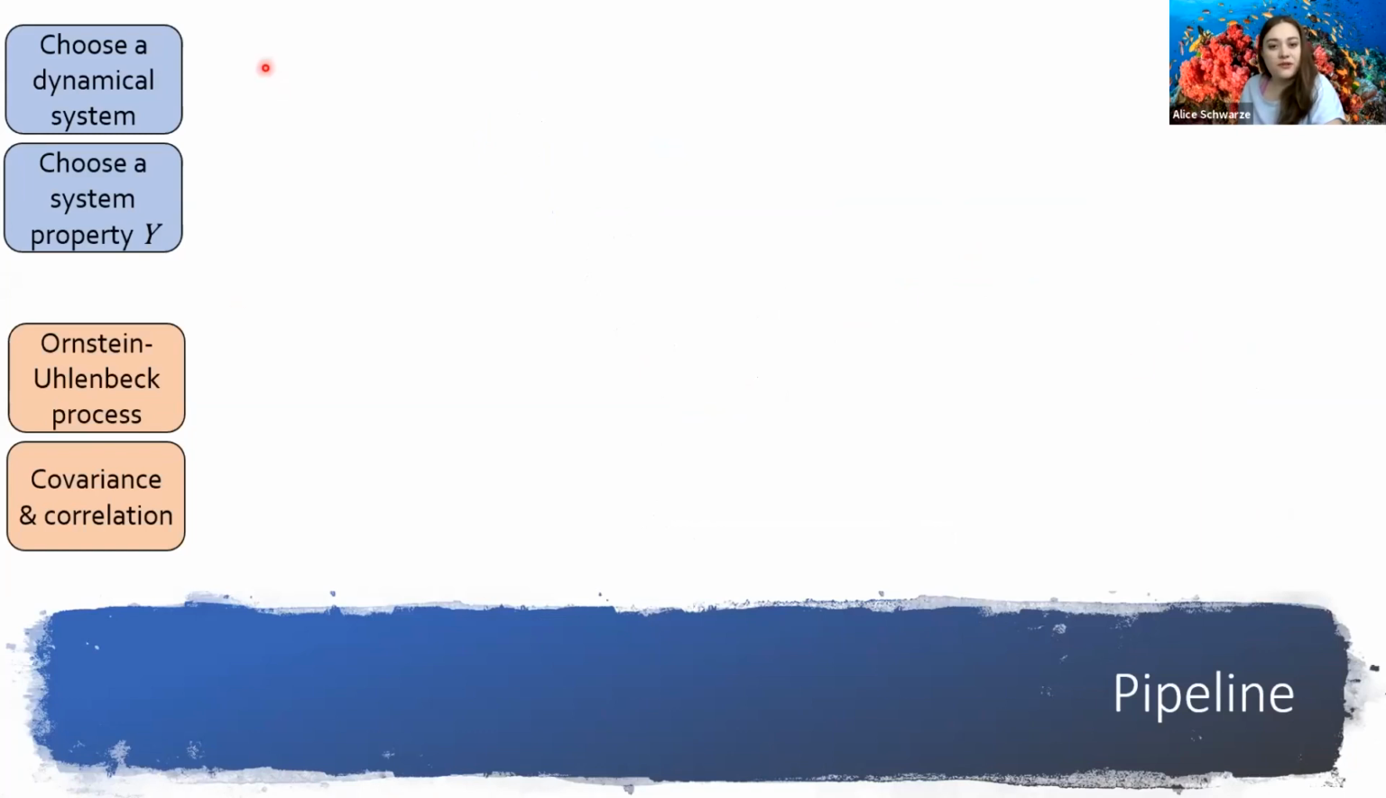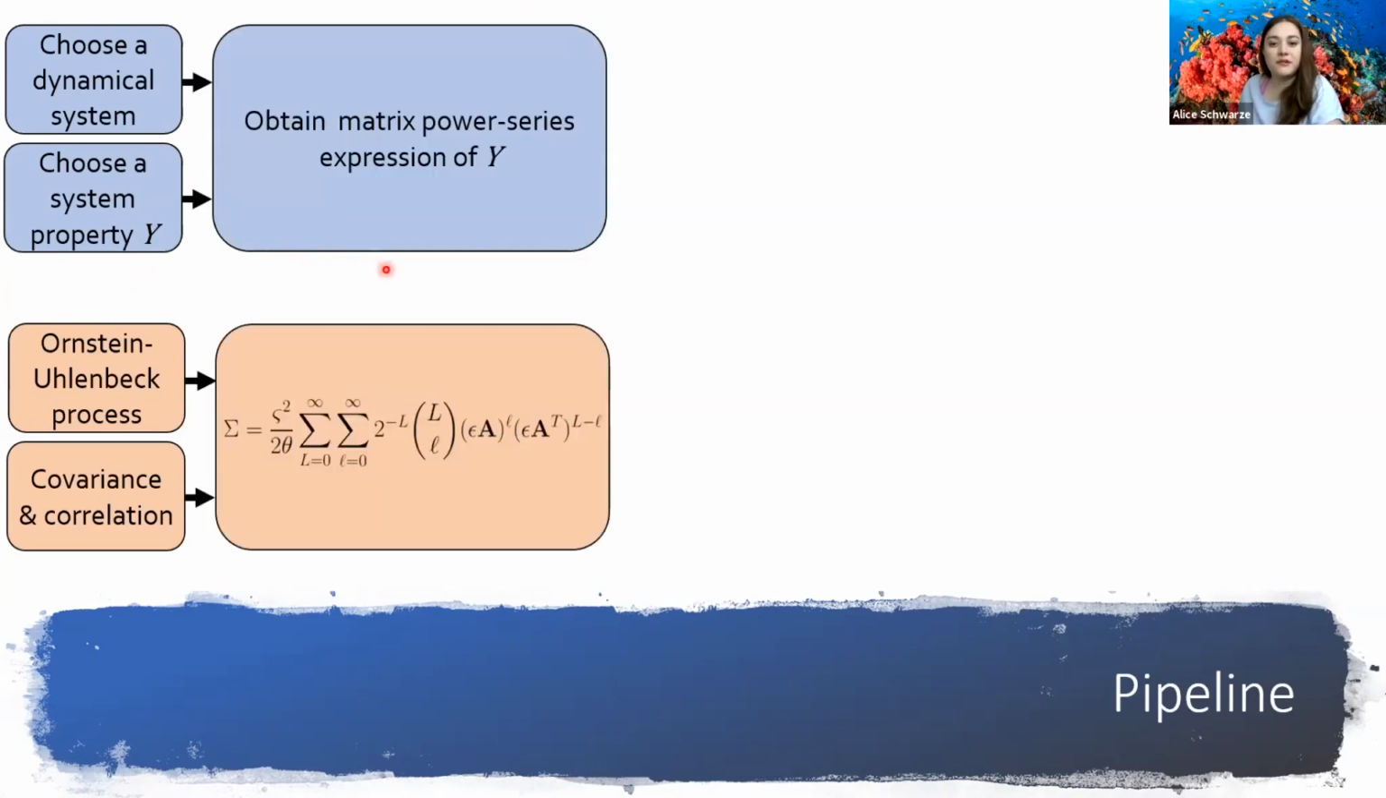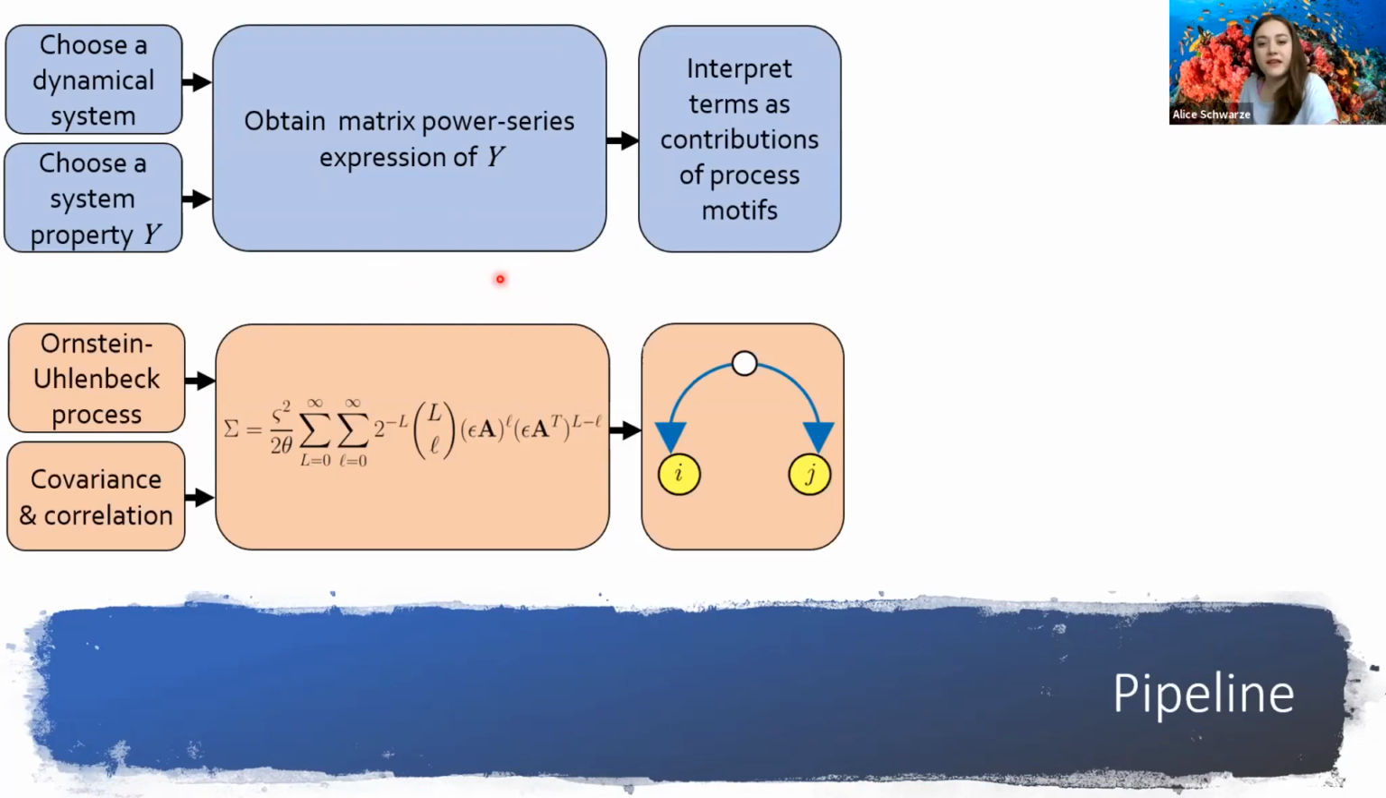our starting point is that we choose a mathematical model of a dynamical system for neurodynamics, and this could in principle be something like an integrate-and-fire model. In practice, it makes sense to choose a model that is as simple as possible, and that's why we're going with the Ornstein Uhlenbeck process in a minute. Then we choose a system property, which I call Y, and again, Y in principle can be anything. In practice, we need to be able to obtain a matrix power series expression for Y, and that's not always easy, but it definitely works when we choose Y to be correlation, covariance, mutual information, and entropy for the Ornstein Uhlenbeck process. Next, we interpret the matrix power series as contributions of microprocesses to Y.